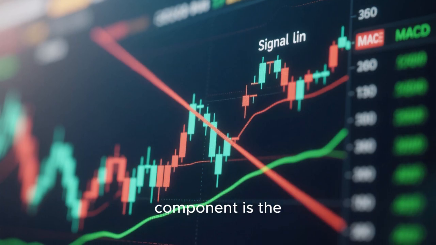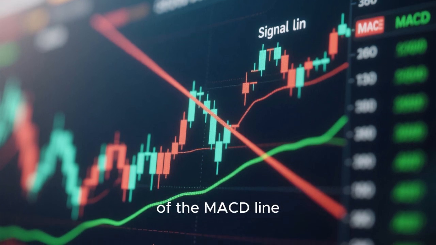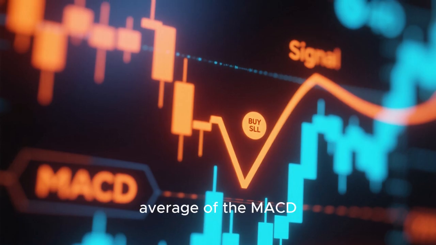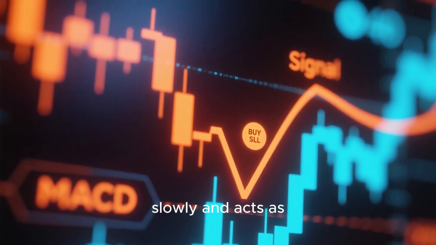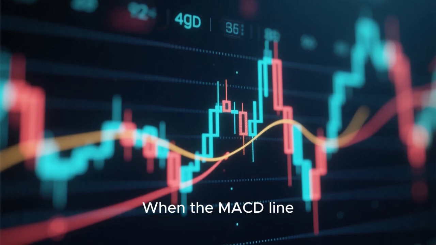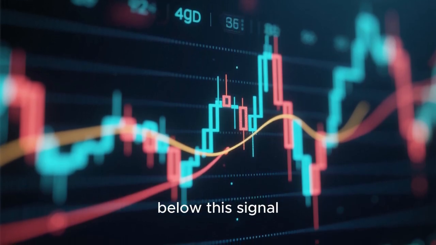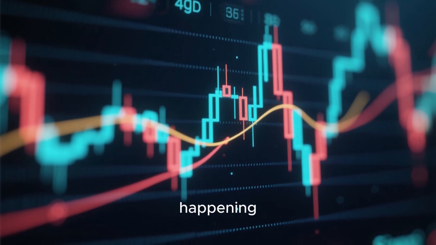The second component is the signal line. This is a 9-period EMA of the MACD line. Because it's an average of the MACD line, it moves more slowly and acts as a trigger for buy and sell signals. When the MACD line crosses above or below this signal line, it can be a sign that a change in momentum is happening.